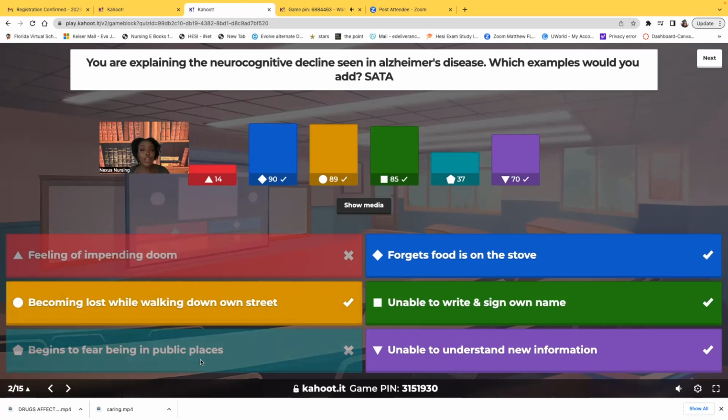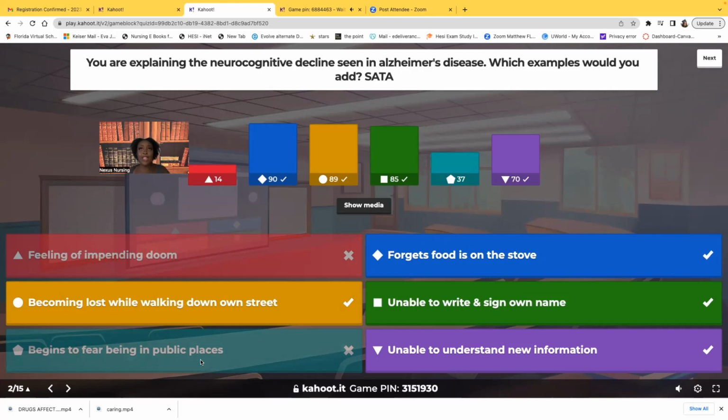Okay, I was right. Agoraphobia. That is the fear of being in public spaces. That's not Alzheimer's. That actually falls under the anxiety umbrella. Okay. And last, unable to understand new information.